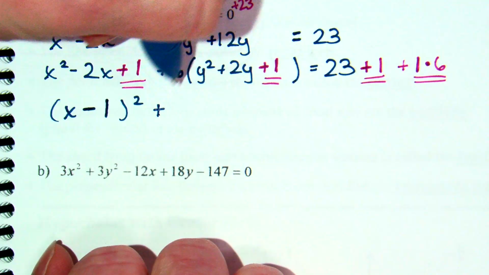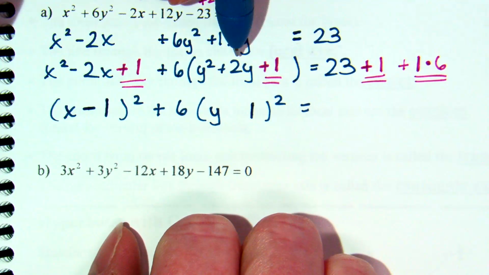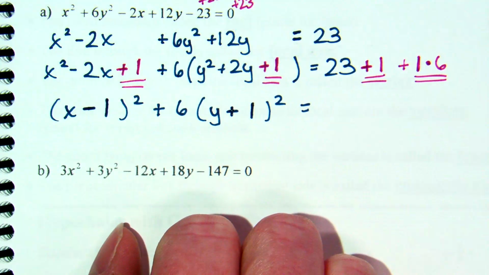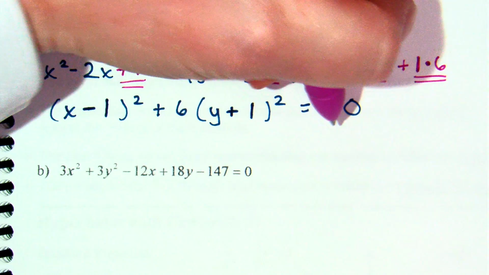Square root of y squared. Y. I just put x down. Square root of 1. 1. This time my middle term has a plus, so it's y plus 1. Clean up your right. 23 plus 1 plus 6. 30. Okay, guys, almost there. In standard form, we want our equation to equal 1. I have 30. How do I get 30 to become a 1? Minus 1/9.